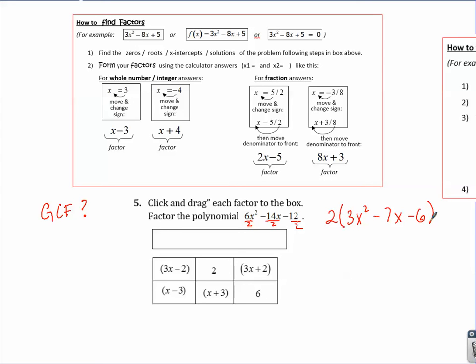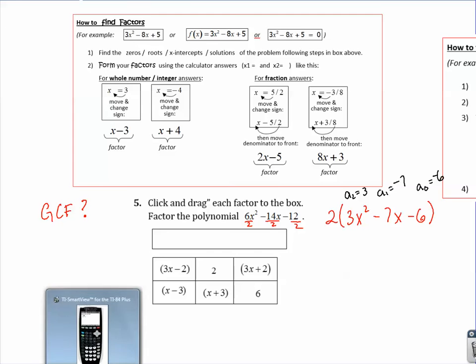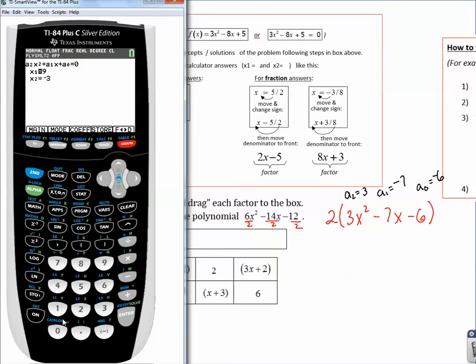Now I can enter my information in the calculator. As we've done before, I know that a sub 2 is equal to 3, a sub 1 is equal to negative 7, and a sub 0 is equal to negative 6. Three, negative 7, negative 6. Solve. This gives me my zeros of 3 and negative 2/3.